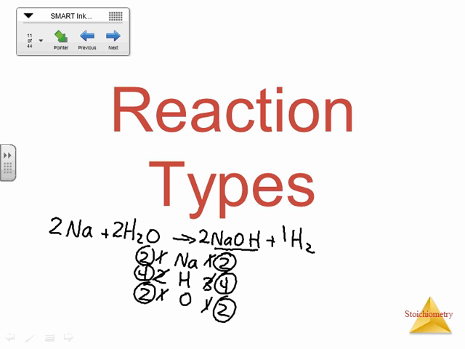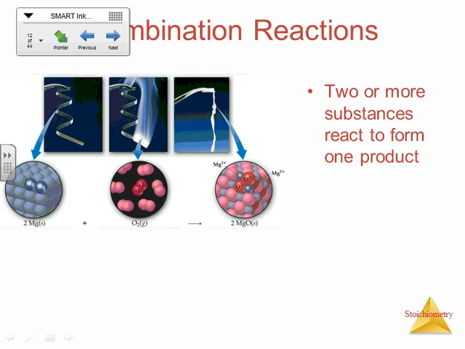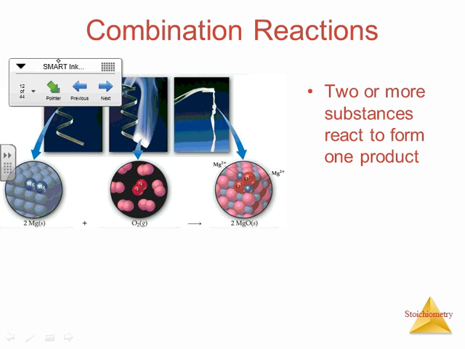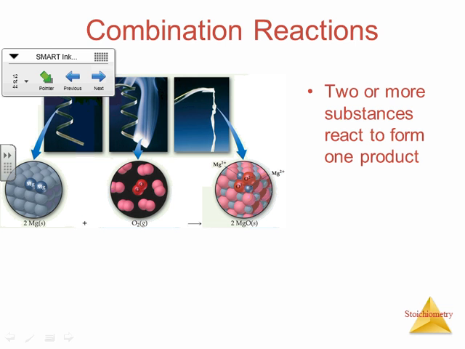Alright, so let's go ahead and talk about reaction types. The different types of reactions. Combination reaction is the first type that I want to talk about. And we're only talking about 3 types today. We're going to cover single replacement and double replacement on a different day. Okay? So combination, you've got 2 or more substances reacting to form one product.